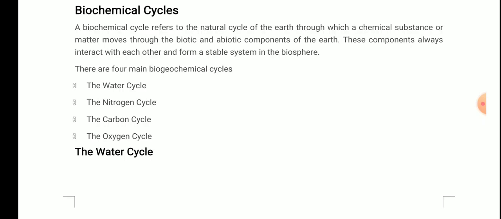Okay, very important. Again, what is a biochemical cycle? It refers to a natural cycle of the earth through which the chemical substance or matter moves through biotic and abiotic, meaning living and non-living components of the earth, and these components always interact with each other and form a stable system in the biosphere. Mainly there are four types of cycles: the water cycle, nitrogen cycle, carbon cycle, and the oxygen cycle. So the first one that we are going to start is the water cycle, and you already have studied it. Okay, so we will be starting with the water cycle.